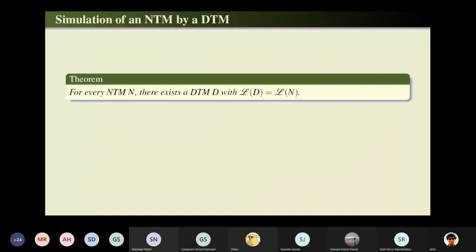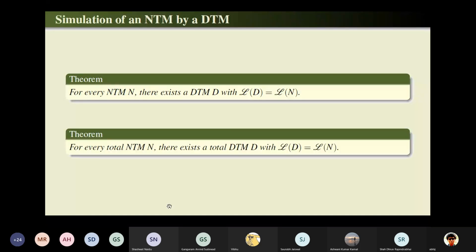As I mentioned, for every NTM N, there exists a DTM D having exactly the same language, and also conversely, but that is obvious because a DTM can be considered as an NTM. The same machine will work. So this thing I have to establish.